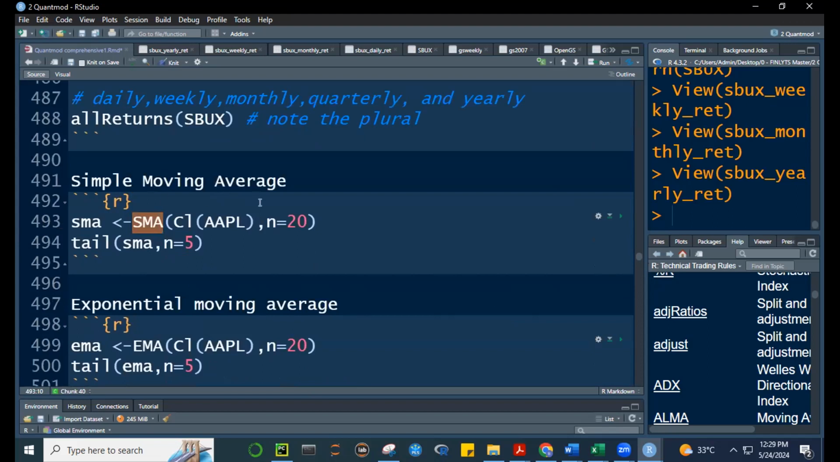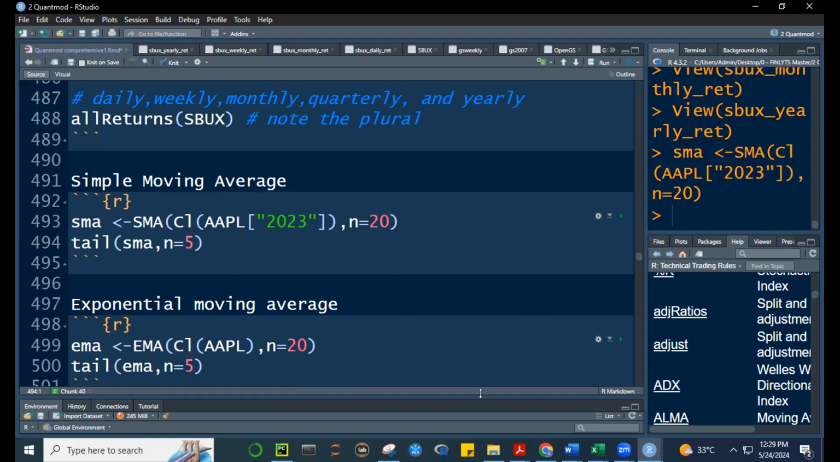For example, simple moving average, okay? We can do the simple moving average. Let's subset this to 2023, maybe the whole of 2023. Okay, and what does this mean? So let's run this. We're creating this object called SMA, and we're using the function simple moving average. And we're using the closing prices of Apple, subset 2023, and then to use 20-day simple moving average. Okay, so I'll just run this.